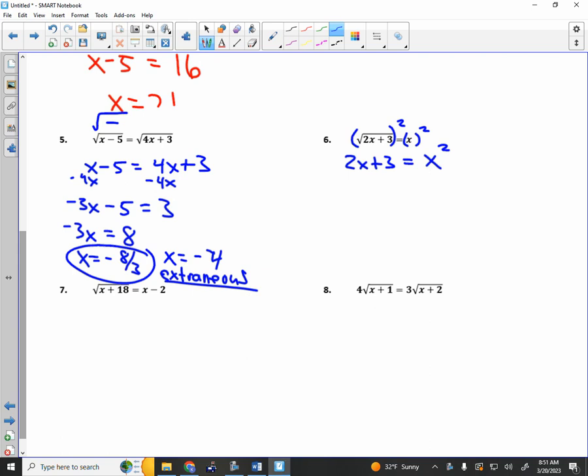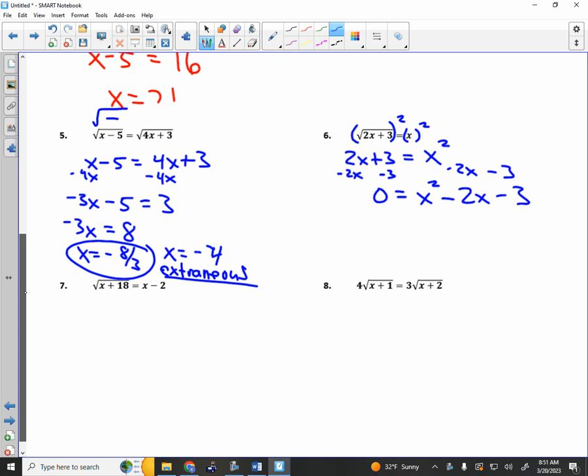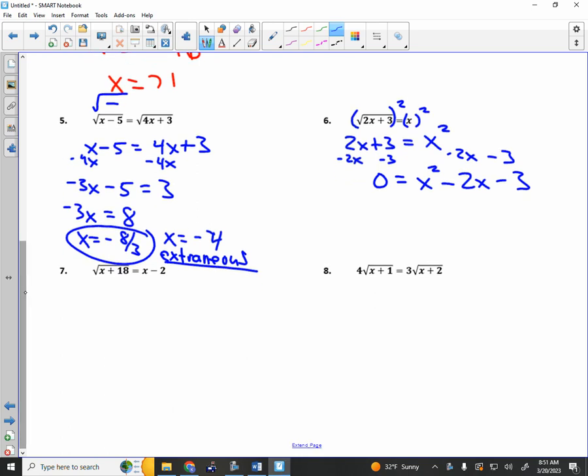We gather everything on one side. So I'm going to subtract the 2x over here. I'm going to subtract the 3 over here. I get 0 equals x squared minus 2x minus 3. We use our zero product property because what do we want to do to the x squared minus 2x minus 3? What should we do? Starts with F, rhymes with actor. We factor it to x minus 3 and x plus 1. What are my solutions? 3 and negative 1.